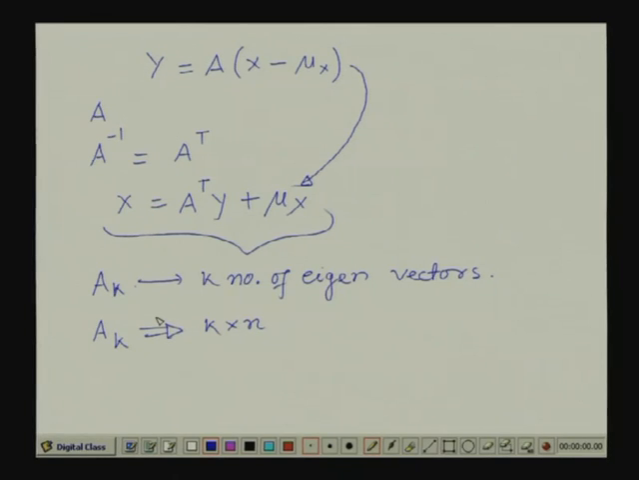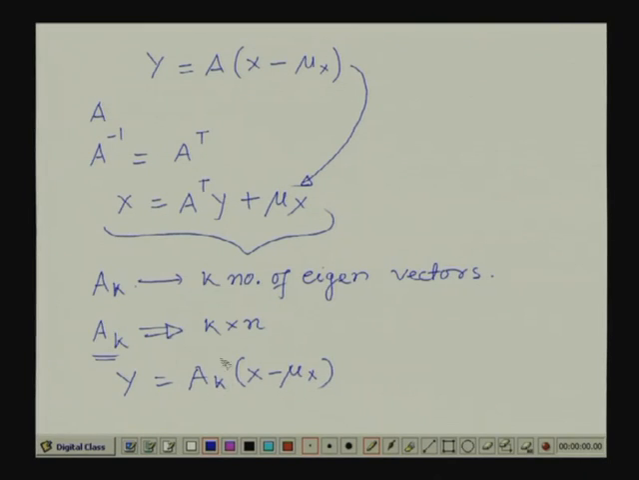and the inverse transformation will also be done in a similar manner. So, using this transformation matrix AK, now I apply the transformation. So, I get y equal to AK into x minus mu x.